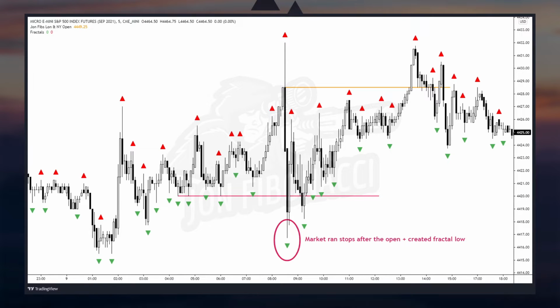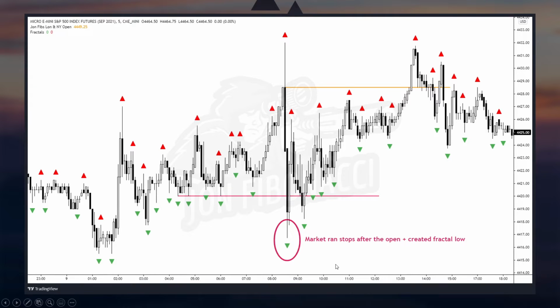So what makes this low different from these others over here, right? And that's what I'm saying. It's the context that the market manipulated for stops here and then rallied up. So price showed a significant reaction from this area with the proper context, okay? So if that fractal low forms, then there is a good chance that this is going to be the low of the day.